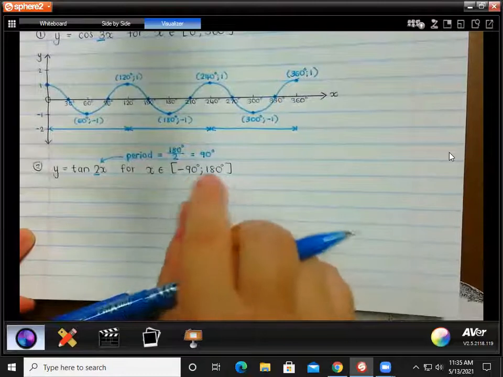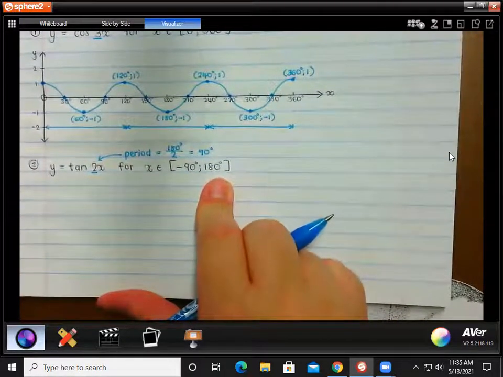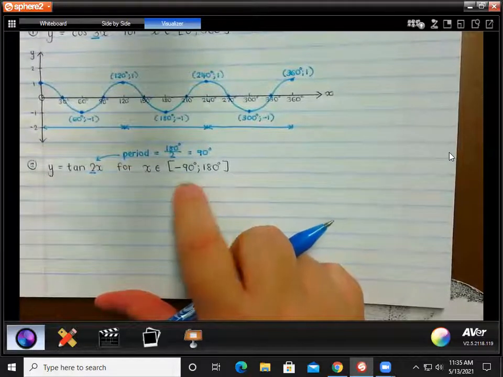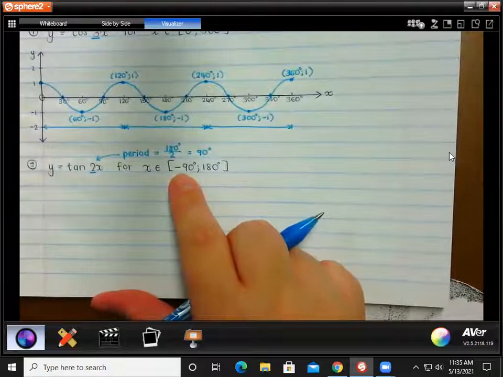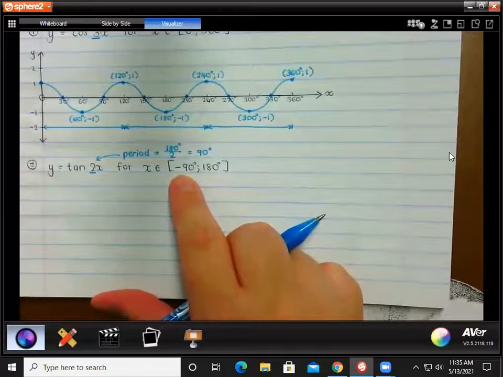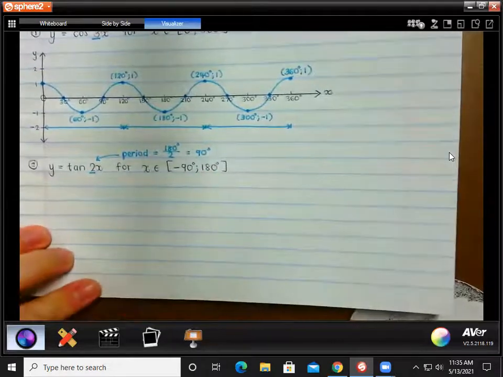So guys, if we're going from negative 90 to 180, how many 90 degrees are there in that interval? Okay, 3, right? From negative 90 to 0, then 0 to 90, then 90 to 180. So we're also going to have 3 full tan curves on this graph.